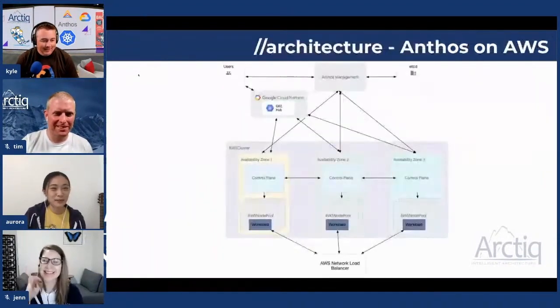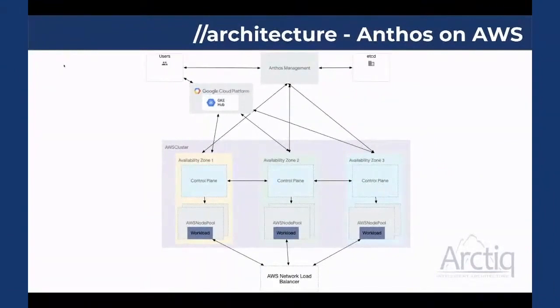Nice. All right. So before we dive into the demo, I want to show you the architecture of Anthos on AWS first. There are two main components. First is the AWS cluster, and also the Anthos management cluster. The AWS cluster is where you have your Kubernetes control plane and also the AWS node pool where your workloads will be running.